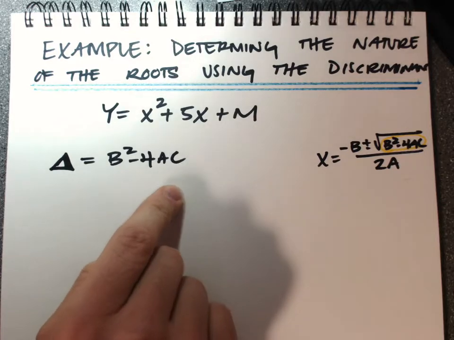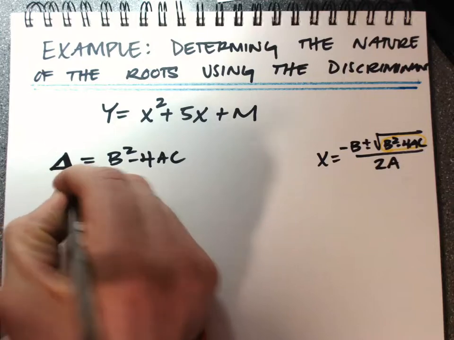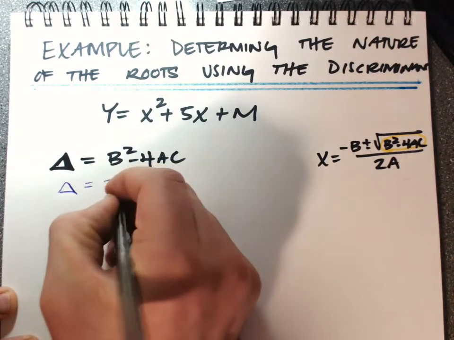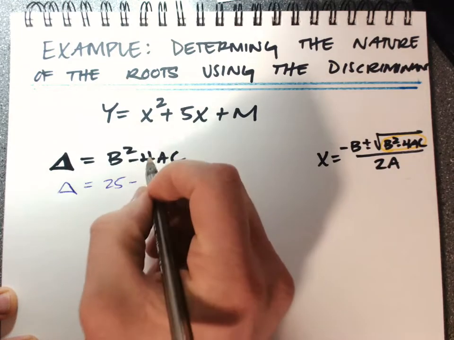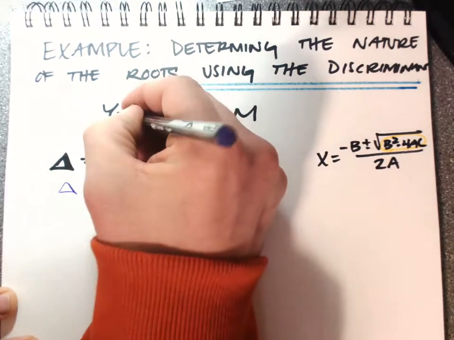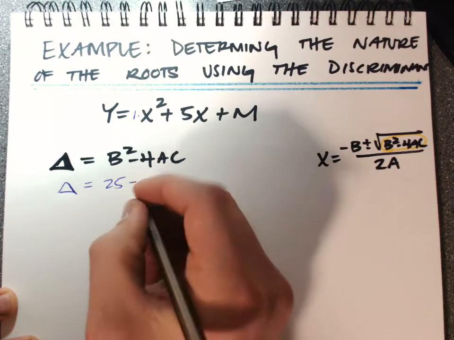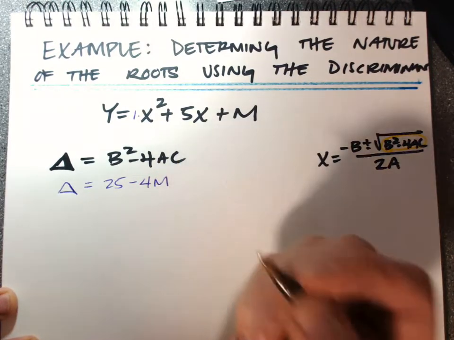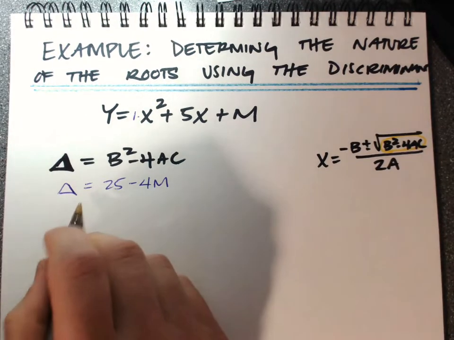So if we put our numbers in, let's go ahead and do that. Then delta is b squared, which is 25, so b is 5, minus 4 times 1, because it's 1x squared. A is 1. And c is m. So it's just going to be 4m. All right, that is the discriminant. It's left as an equation like this.